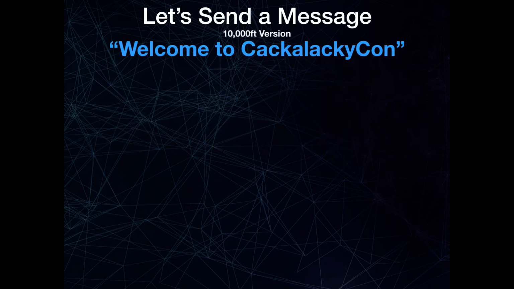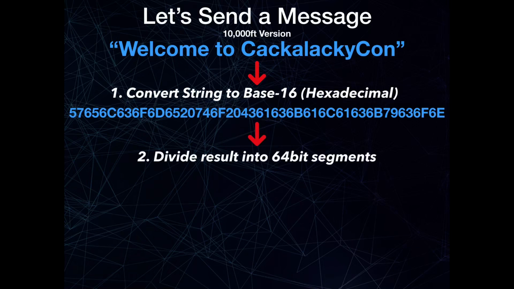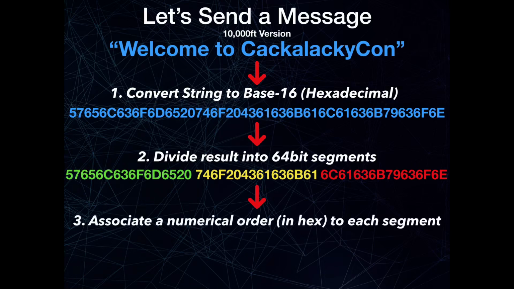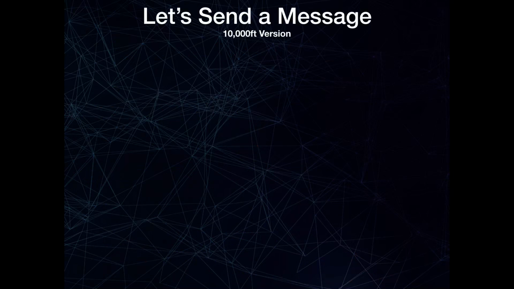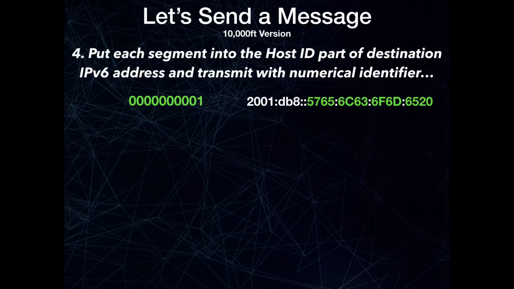So first, we would convert that to a base 16 string. Next, we will chop that into 64-bit segments. And then associate a numerical order identifier to each of those segments so that when we receive it at the other end, we can reassemble them in the proper order. Next, we'll put each segment into the host portion of an IPv6 address and the numerical identifier in the flow label field.